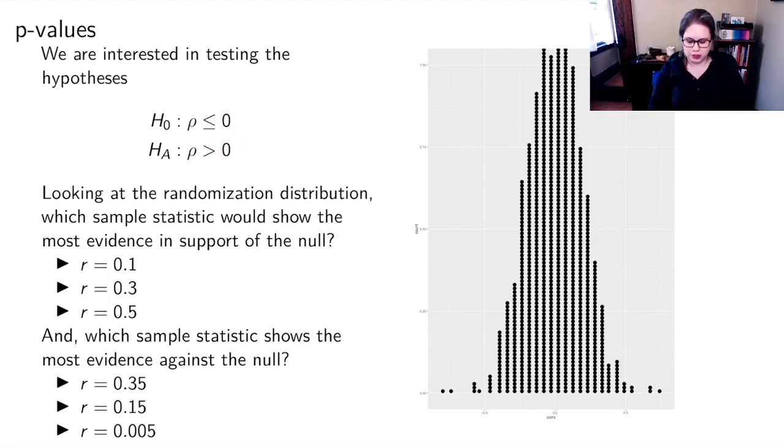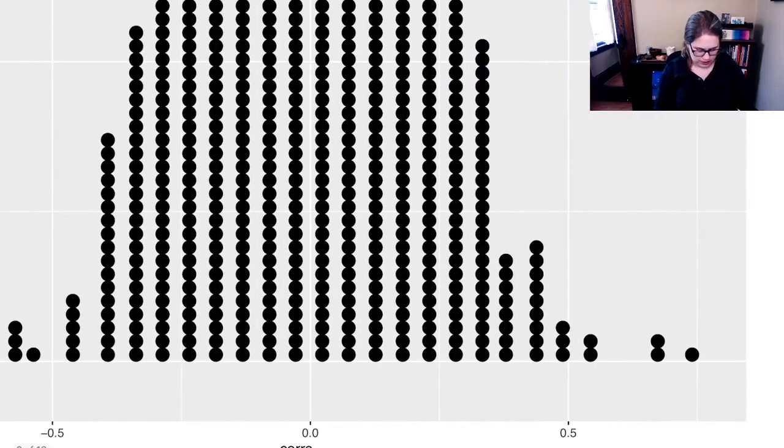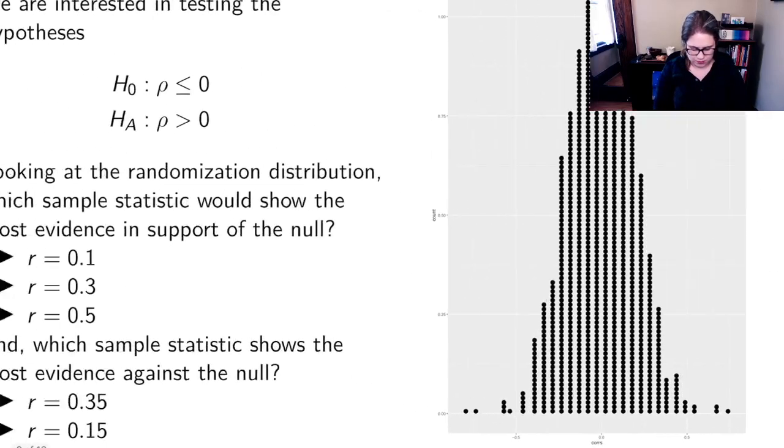And if we look at this randomization distribution, I want to know which of these sample statistics would show the most evidence in support of the null, which would tell me that the null hypothesis was actually true, that the true correlation was actually less than or equal to 0. So would it be an observed correlation r of 0.1, an observed correlation of 0.3, or an observed correlation of 0.5? Maybe I'll zoom in a little bit so we can see the axes here. So if we're looking here, we've got 0, we've got 0.5, so this would be 0.25, 0.1 would be here. What were the other numbers we were looking for?